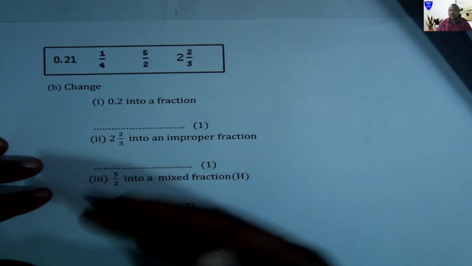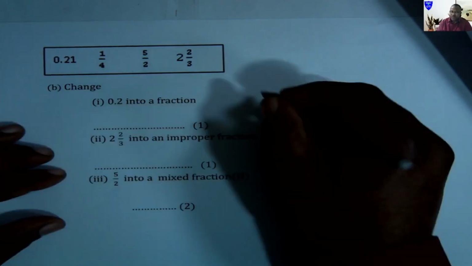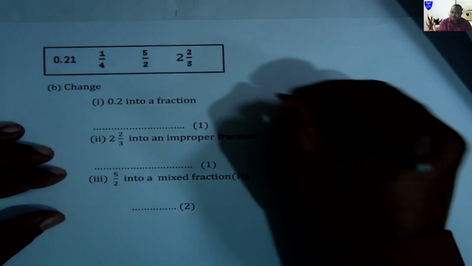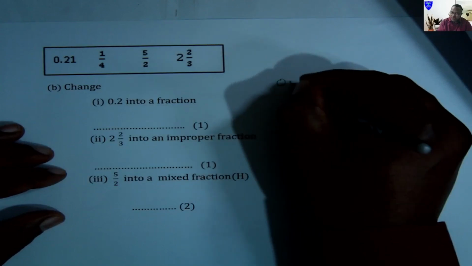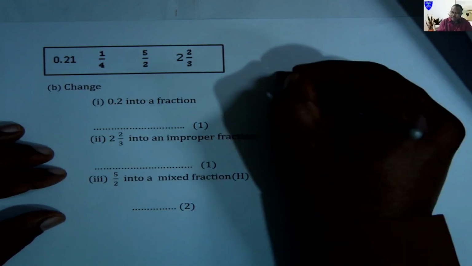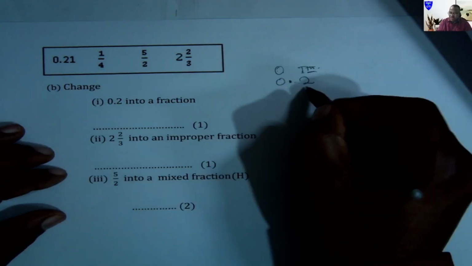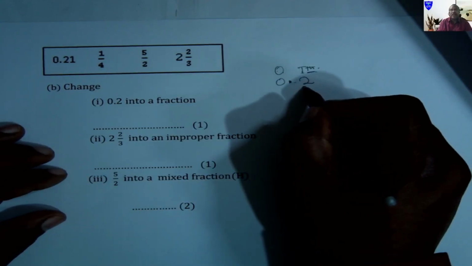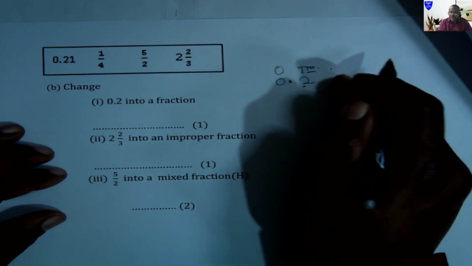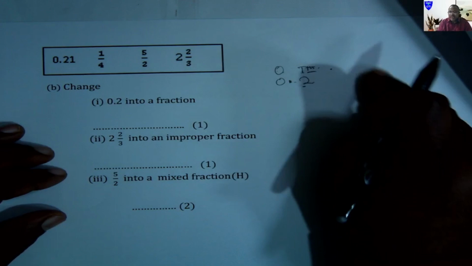Now to change a decimal into a fraction, you've got to understand the place value table. From the place value table, which I dealt with in the first video in the series, you will notice that this represents a tenth and this represents ones. A tenth means that number in that column divided by 10. Hundredth would mean that number in that column divided by 100. Thousandth would mean that number in the column divided by 1,000.